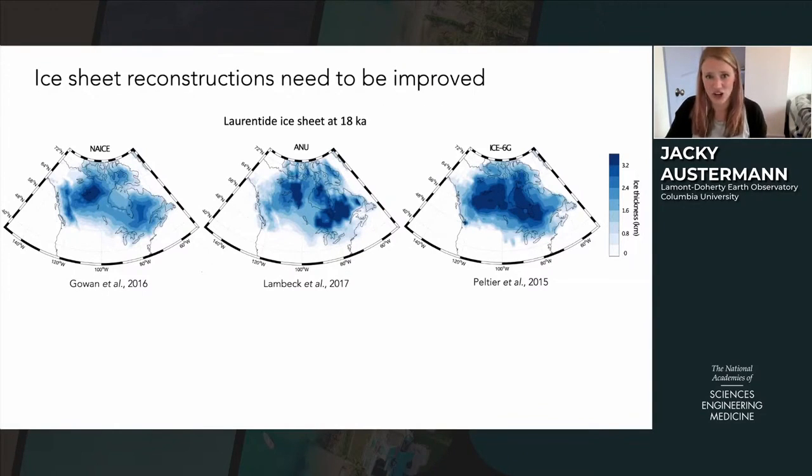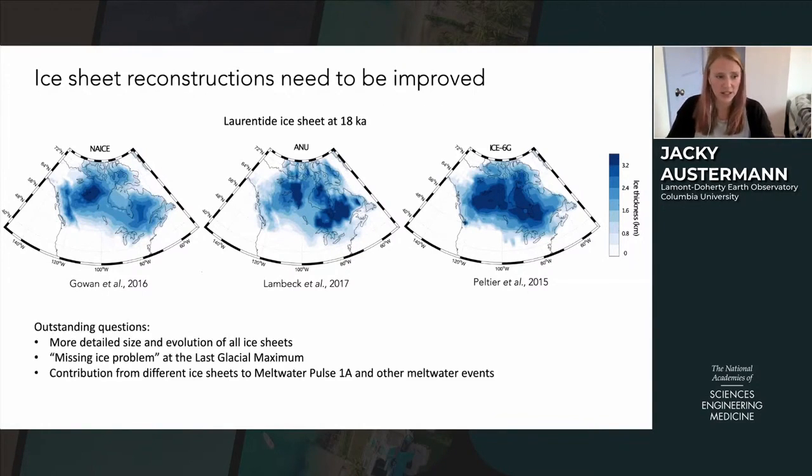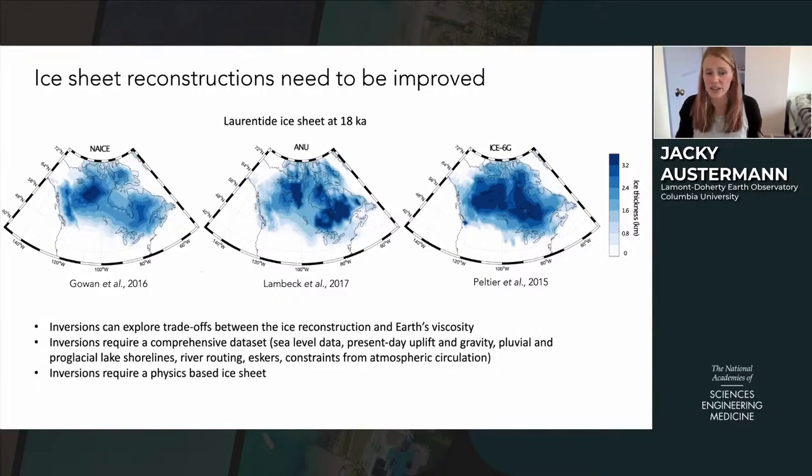Ice sheet reconstructions need to be improved. I talked to you about some of the outstanding questions here. In these inversions, we can explore trade-offs between inverting for ice or inverting for the Earth's viscosity. But there's a lot of data that aren't actually assimilated in these, and this goes more into Pippa's direction on the cryospheric side. I think there's a lot of data that we can leverage to actually distinguish between which of these ice sheet reconstructions is right.